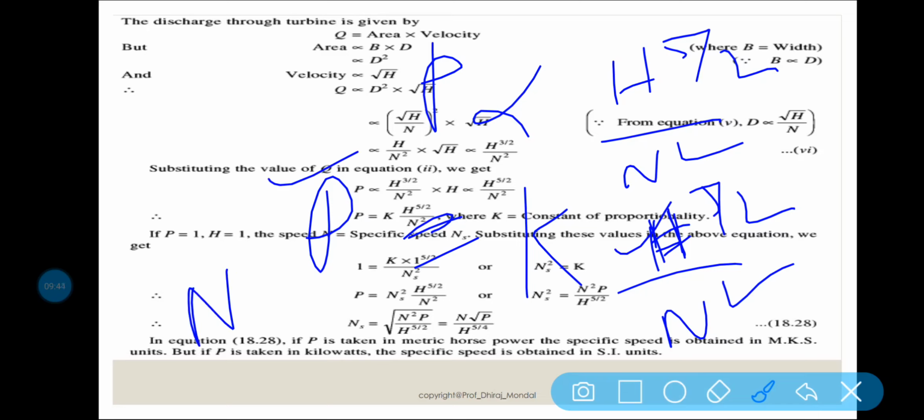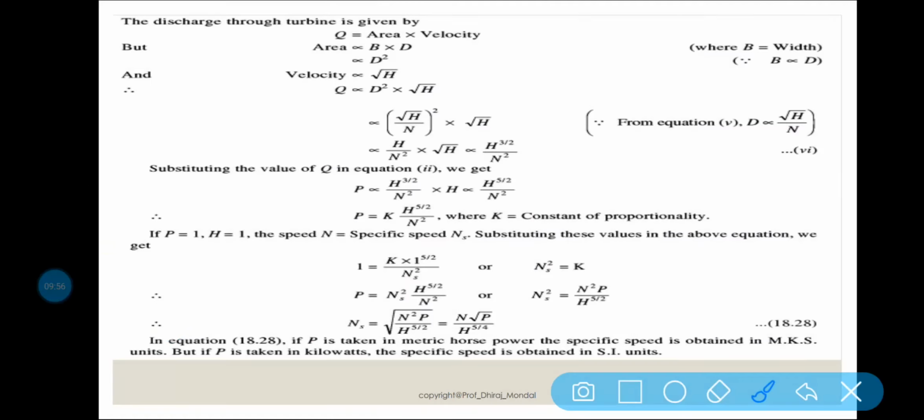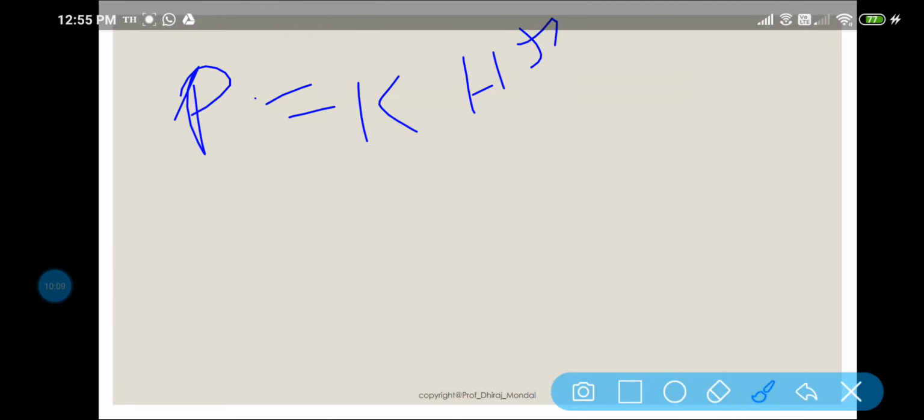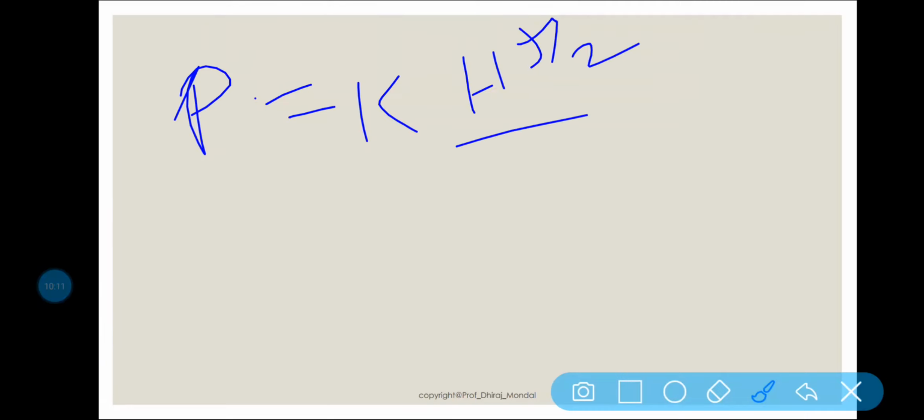what will we get? N square is... and that means at that time again we have P is equal to K into H to the power 5 by 2 by N square.